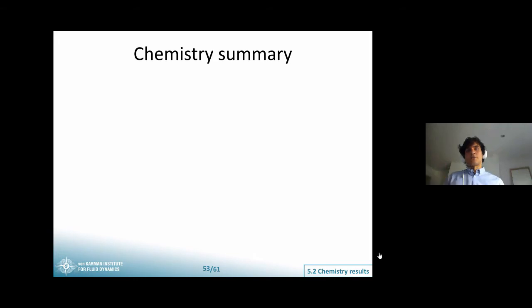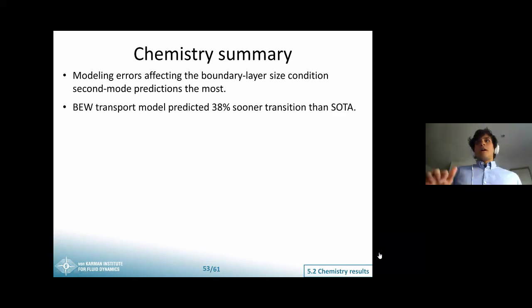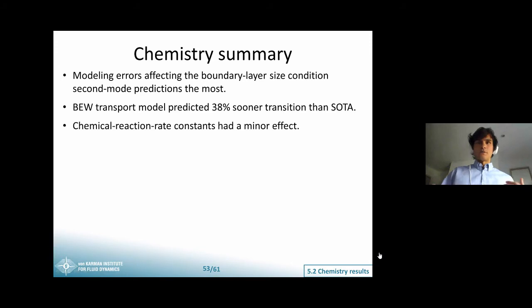So to summarize our investigation on chemistry effects, we first looked at modeling errors. We saw that modeling errors affecting the boundary layer size were the ones that conditioned the second mode predictions the most. And we identified that using the Blottner-Eucken-Wilke transport model predicted a 38% sooner transition than the state-of-the-art models. However, chemical reaction rate constants were seen to have a pretty minor effect.